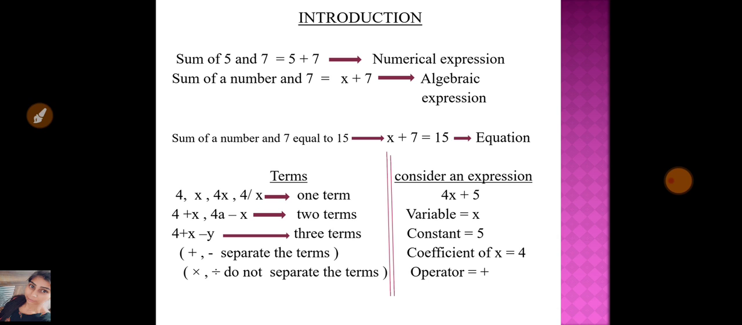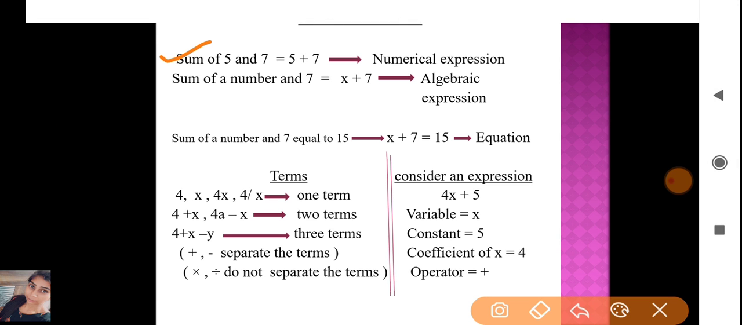So let us start with the first example, that is the sum of 5 and 7. Sum in the sense addition. So 5 plus 7. Here we are talking about only numerical values. Only numerical values means it is called a numerical expression.